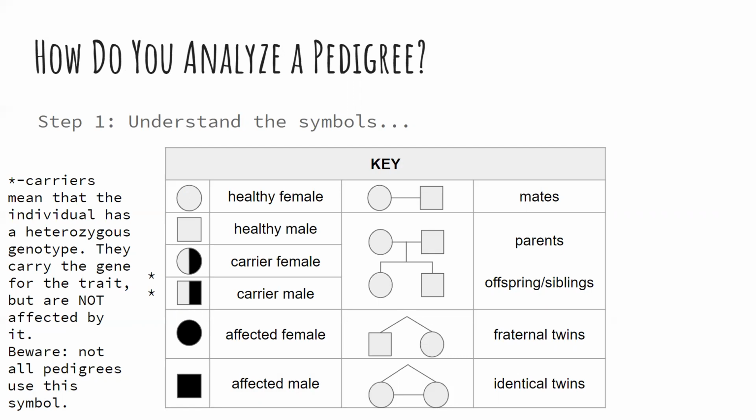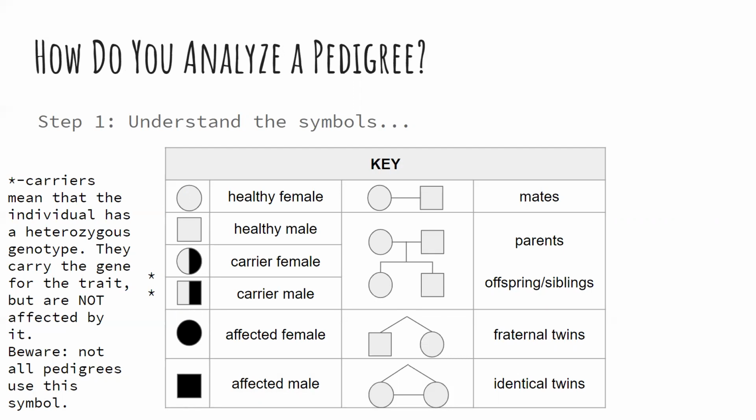Now, beware, not all pedigrees use this shaded in circle or shaded in square. Not all pedigrees show carriers as shaded in halfway, so we just have to be careful about that. Affected females or affected males are denoted by shaded in shapes. So an affected female is a shaded in circle because circles are female. And if it's shaded in, that means she's affected. She has it. She's full of that gene.